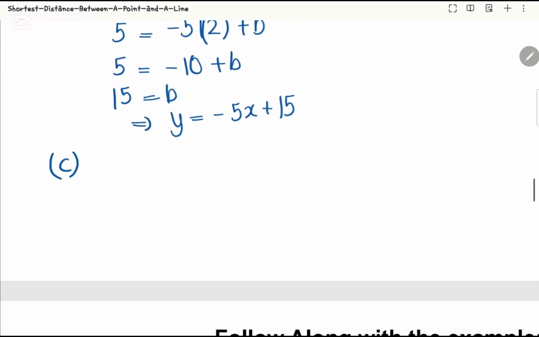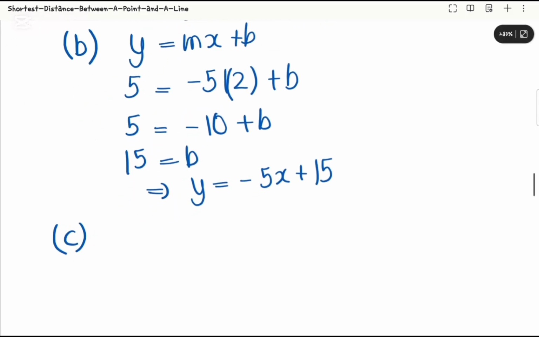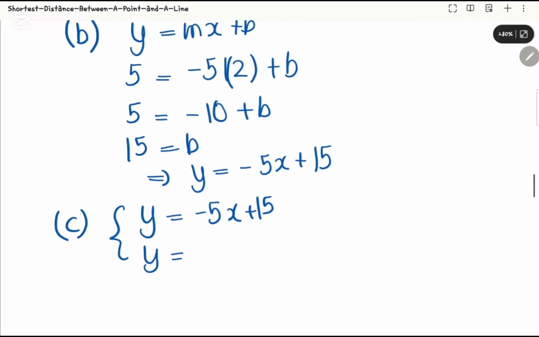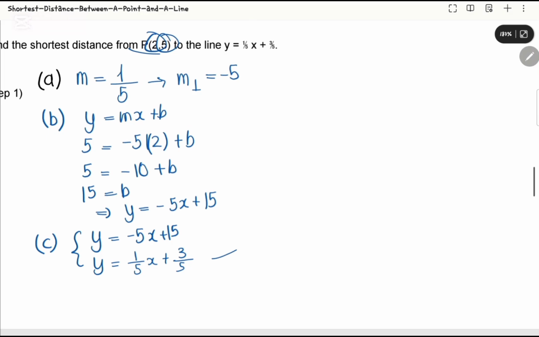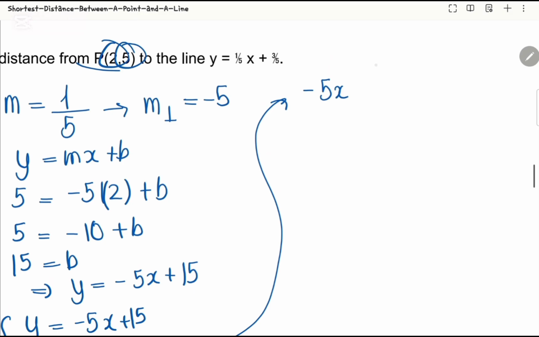Okay. Now, using linear substitution, if you go back to your grade 9 lessons, or if you've recently learned linear systems, you can use linear systems to solve the point of intersection between these two lines, this one and y equals 1/5x plus 3/5. Yeah, okay, so to solve this, we're going to use substitution. We're just going to set them equal to each other.